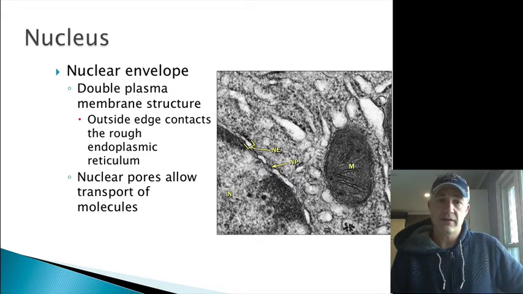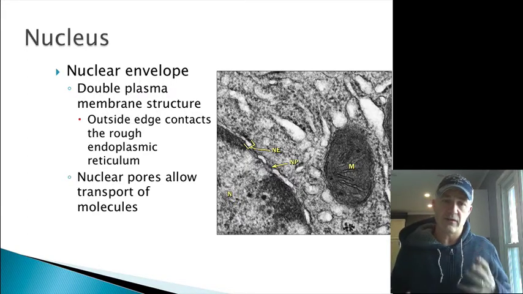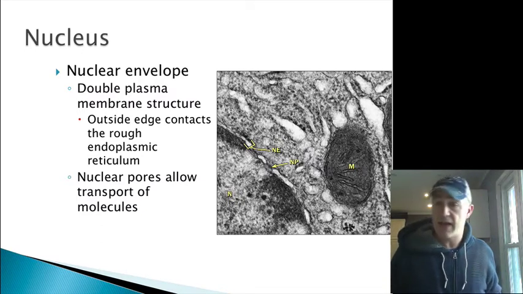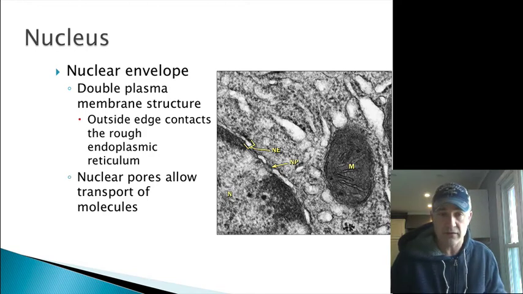So the nucleus is surrounded by the nuclear envelope. This is kind of what's deciding what can get into the nucleus and what cannot. It is a very selective membrane. It has pores or openings within it called the nuclear pores.